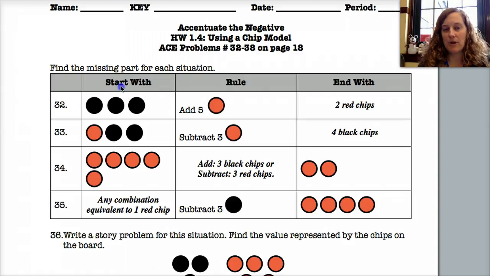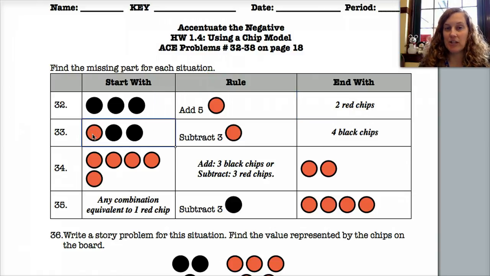So find the missing part for each situation. Well, if we start with 3 black chips, that's positive $3, and we add 5 red chips, or take away $5, 3 of our black chips match up with 3 of our red chips, which leaves us 2 red chips left. So 2 red chips, or negative $2.